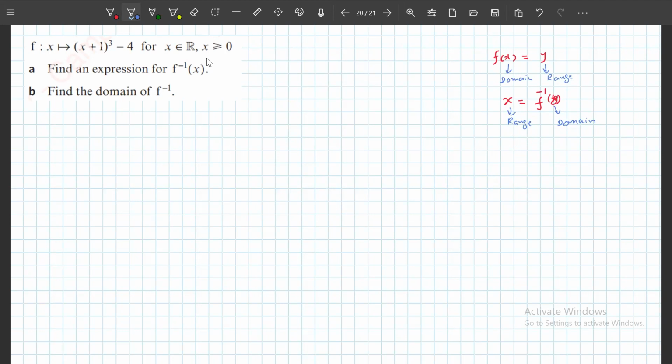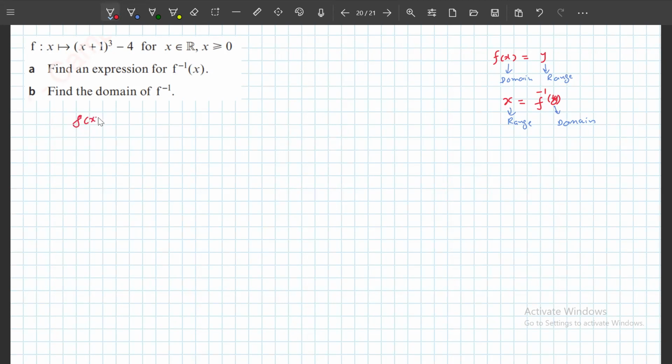But before that, find an expression for f inverse x. We will apply a simple rule, basic techniques: we replace f of x with y, then shuffle x and y, and then make y the subject, and then at the end we say it's the inverse function. So let's have a look.